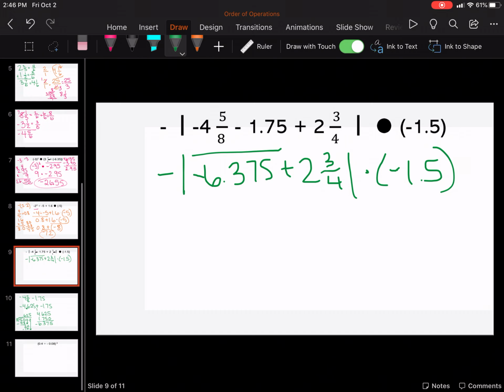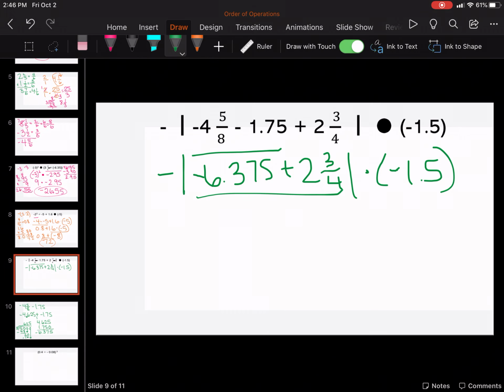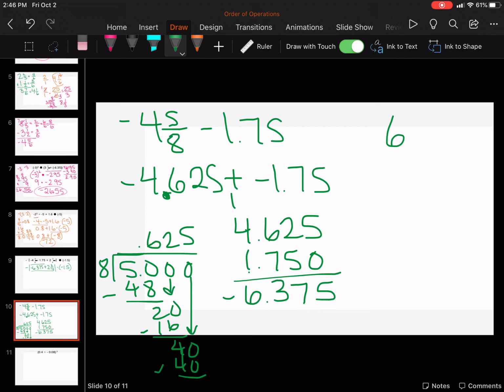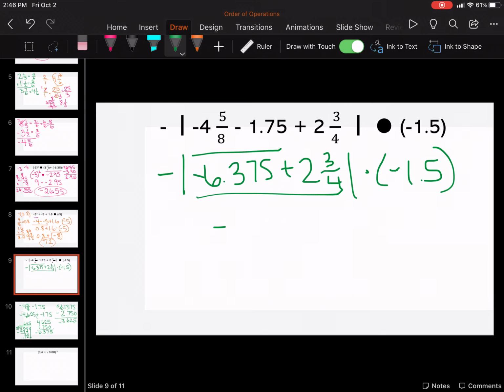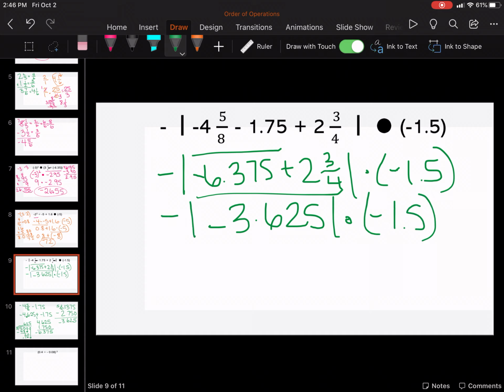Okay, now we're going to do this different sign, subtract. So 6.375 minus 2.75, or 750 thousandths, because it's 3/4. 5, 2, 6, 3. And then keep the sign of the larger, which was negative. So it's negative 3.625. And then that inside the absolute value bars becomes positive, and then the opposite of that is negative.